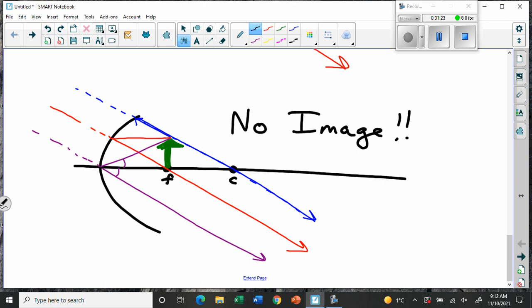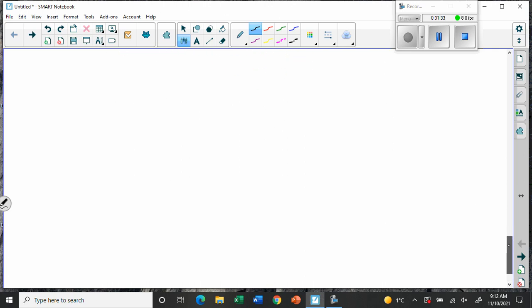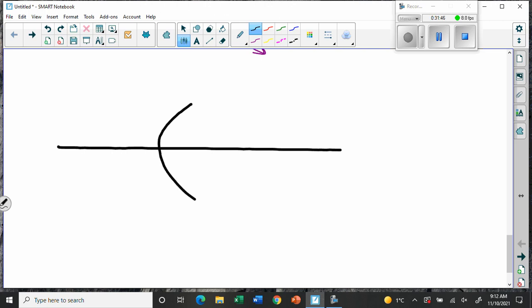Our last situation is if we put the object inside of F. So let's do one more picture to show our very last scenario of the object inside of F. So we'll draw our line like this. Now I'm going to move my mirror here. I'm going to move the mirror a little bit more to the middle, and you'll see why. Okay, and I'll put my F here, and my C right there.